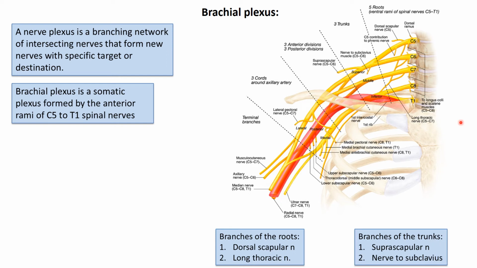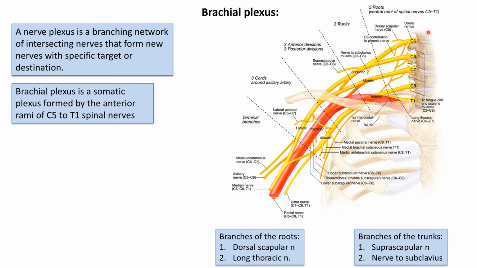Now, let's see if there are branches coming from the trunks. Now, these are the trunks, right? 3 trunks. We have the superior trunk, middle trunk, and inferior trunk. Now, look at this one, the suprascapular nerve. You are familiar with the suprascapular nerve because it was the nerve that provided nerve supply to the supraspinatus muscle. That is coming from the superior trunk, and also the nerve to the subclavius. There is a small muscle that lies just underneath the clavicle called subclavius. So those 2 nerves are branches coming from the trunks. Okay, again, suprascapular and the nerve to the subclavius. These are the 2 branches coming from the trunks of the brachial plexus.